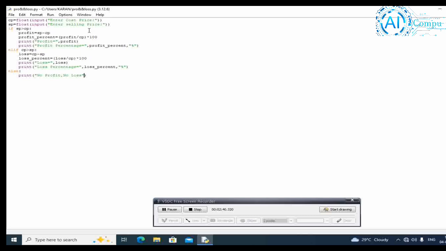So again, I am giving a fast recap. See, first the user will enter the input cost price and selling price. It will check if selling price is greater than cost price, and it will calculate the profit and its corresponding percentage. If this condition isn't satisfied, then it will check the next condition and calculate loss, using a simple mathematical formula with cost price and selling price. And if neither condition is satisfied, then it will print no profit, no loss.